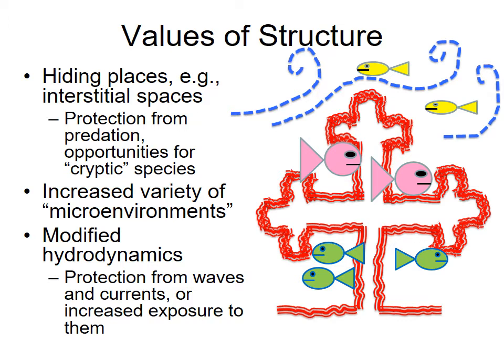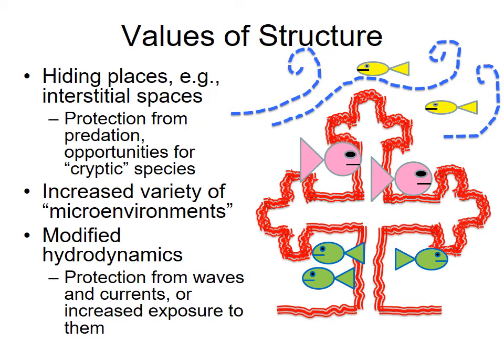Another really obvious value of biogenic structure in the marine environment is that it provides a lot of hiding places for organisms. As you can see in this little conceptual diagram, some of these green fish are sheltering under whatever this is here, coral. The pink fish are sheltering in another part of it. So in sheltering in biogenic structure, you can be more protected from predators, and there are some species that specialize in hiding in cracks and crevices in biogenic structure, and we call those cryptic species, meaning they're camouflaged or hard to see, and they really do well in habitats with a lot of biogenic structure.